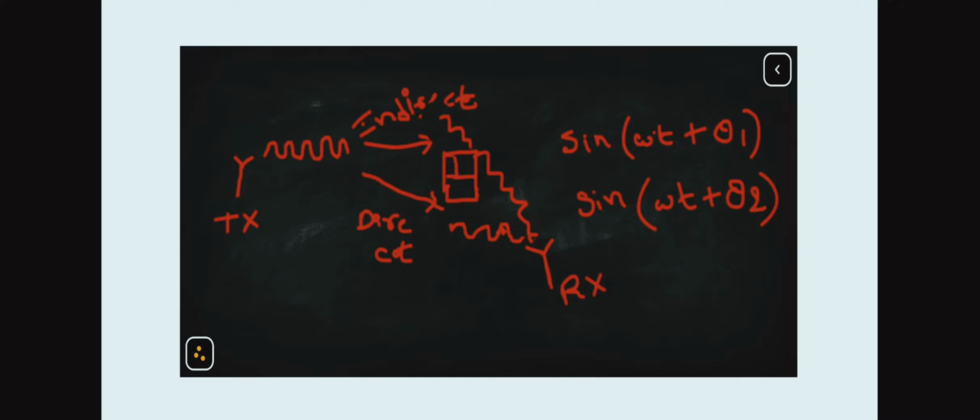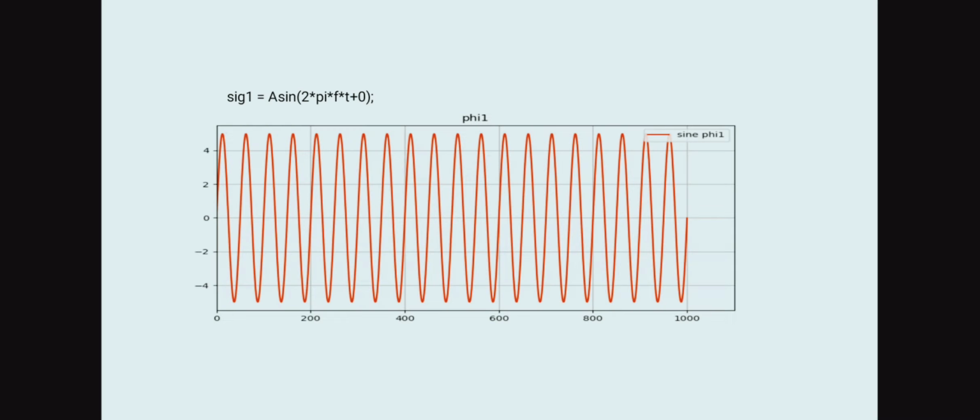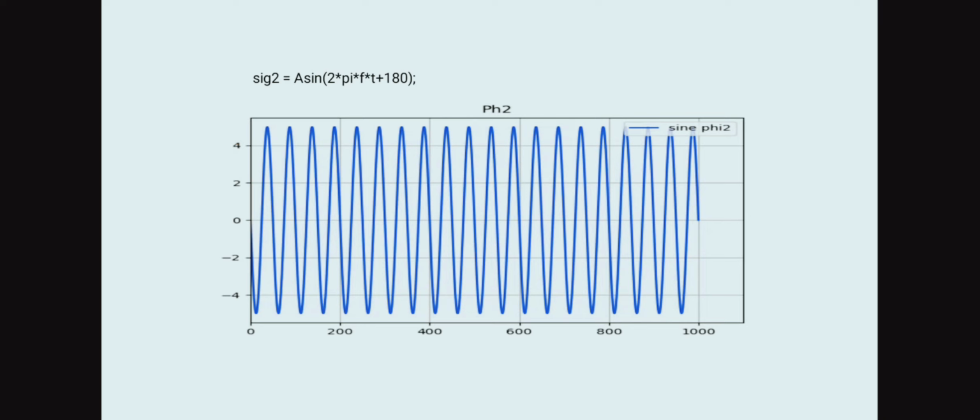If you get a little delay in the signals, the phase will be changed. Suppose here you received one signal with phase 0. As a small example, if you receive the other signal with phase 180, I will show you what is going to happen. Suppose I generated one signal with phase 0 in Python, and I will show that Python code also. This is one signal, and this is the other signal.